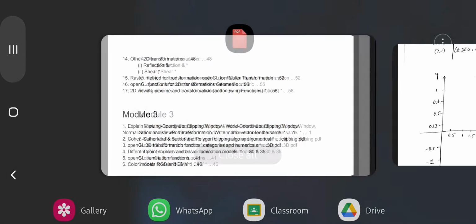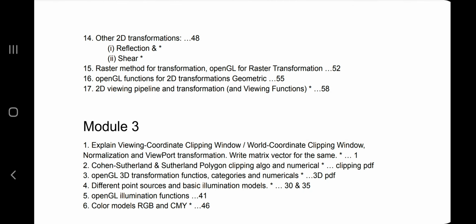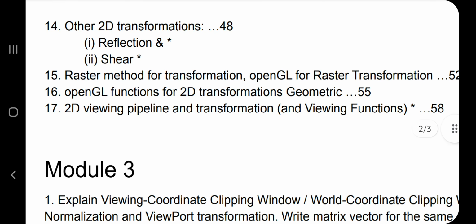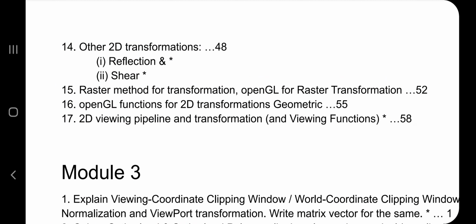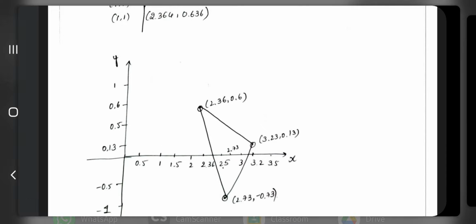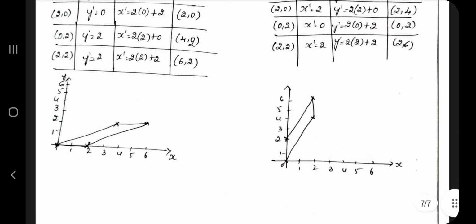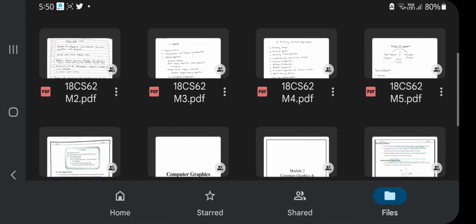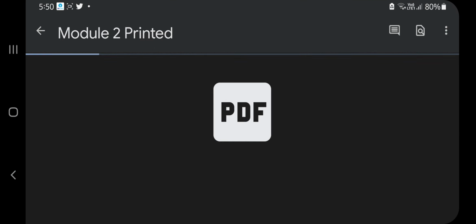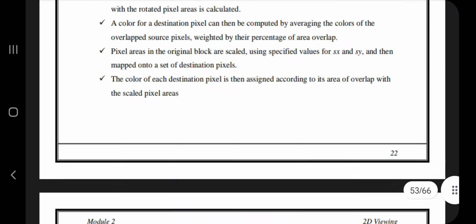And let's move on to the remaining concepts. What are there in module 2? The remaining concepts are not much repeated except the last one, raster method for the transformation, OpenGL for raster transformation. And let's have a look at that. It's at page number 52, raster methods for transformation. So it's in the other PDF, printed module 2. So it's in page number 54.